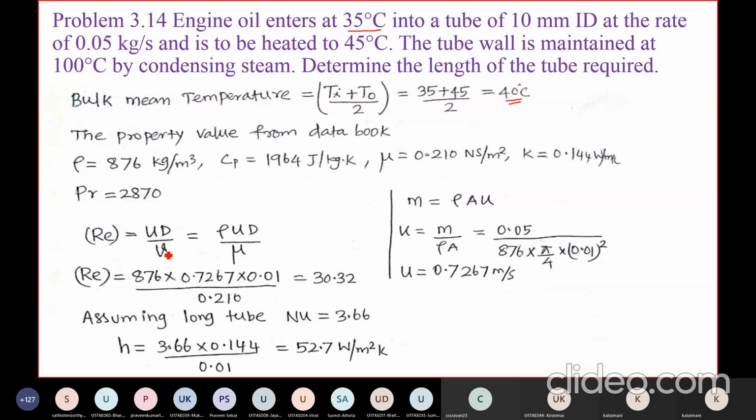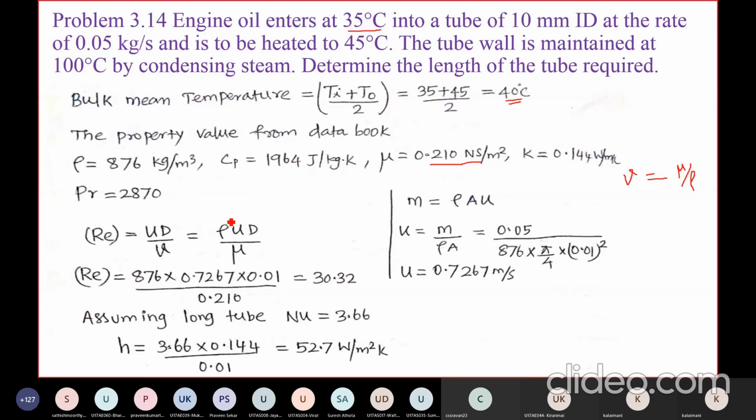Okay. So here in the problem we have only dynamic viscosity, and then we know this formula: kinematic viscosity is equal to mu by rho. Okay, this formula is there. I'm applying this kinematic viscosity here. I replace nu by mu by rho, so that will be rho u d divided by mu.